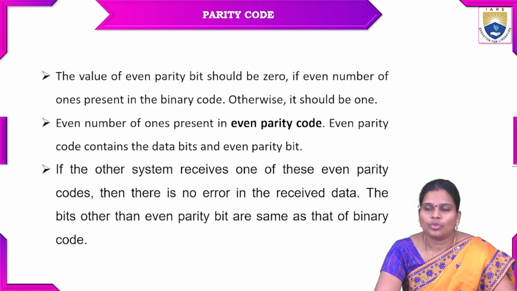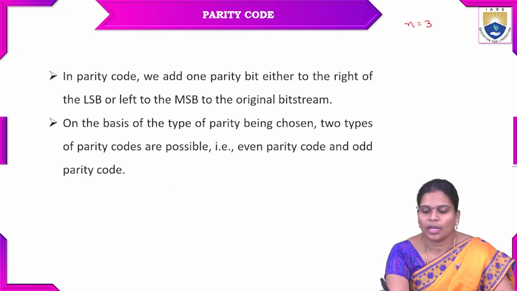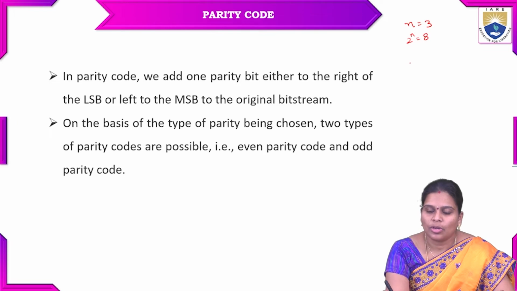How can we recognize whether it is even parity or odd parity? For example, we are taking a 3-bit binary code. How many combinations are there? With n equal to 3, 2 power n equals 8 combinations. The values are B2, B1, B0, starting from 0, 0, 0.